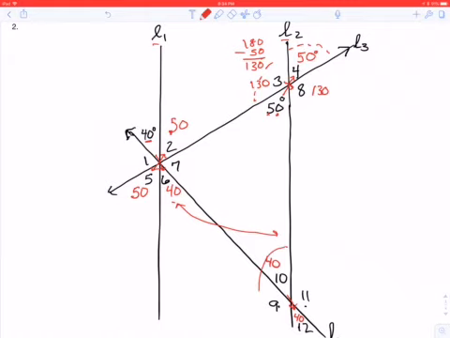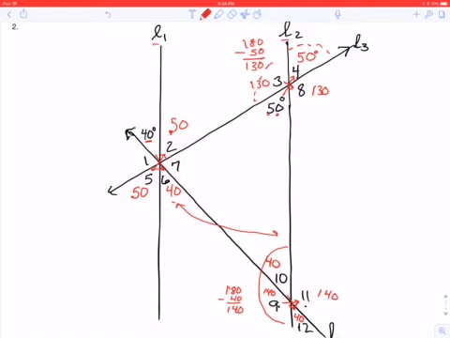Well, 9 and 10 are supplementary. They form that straight line. So if I subtract that 40 from 180, I see that 9 is 140. And 11 is vertical to it, so that's also 140.